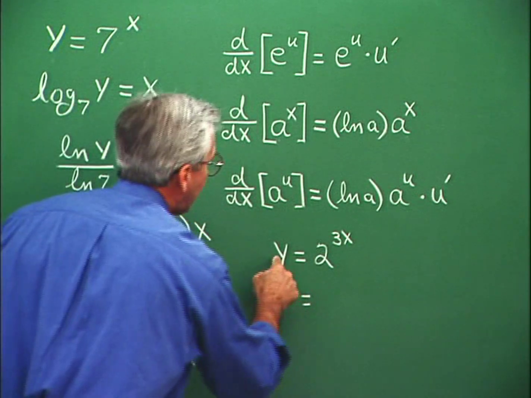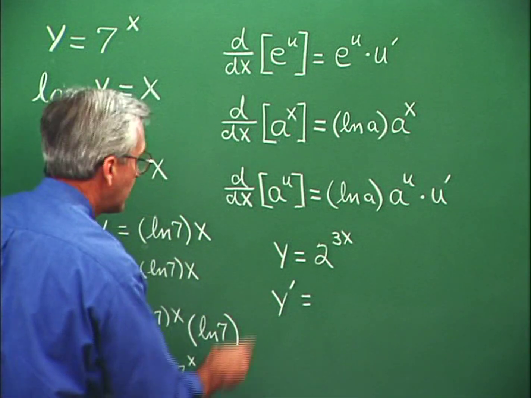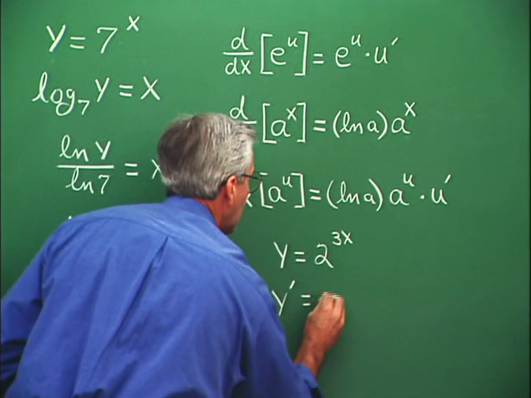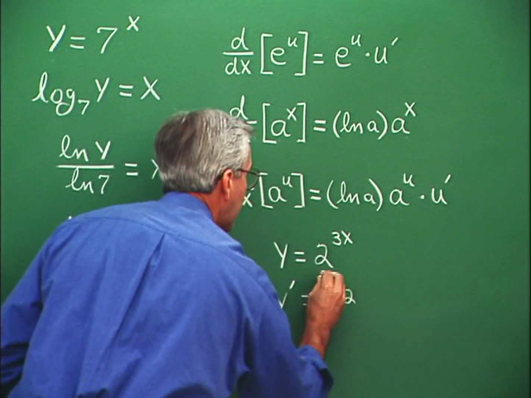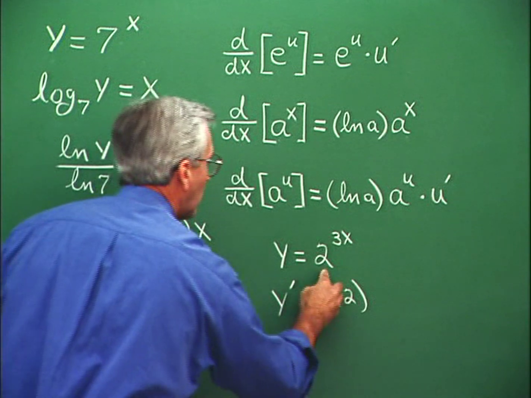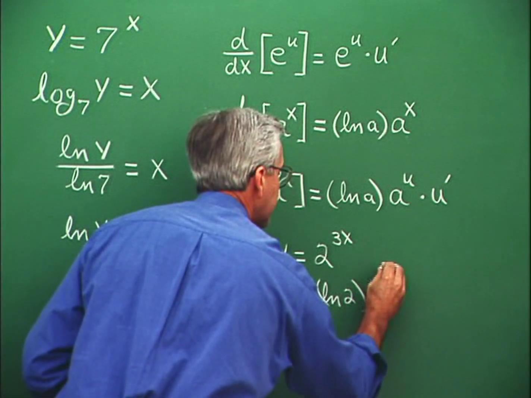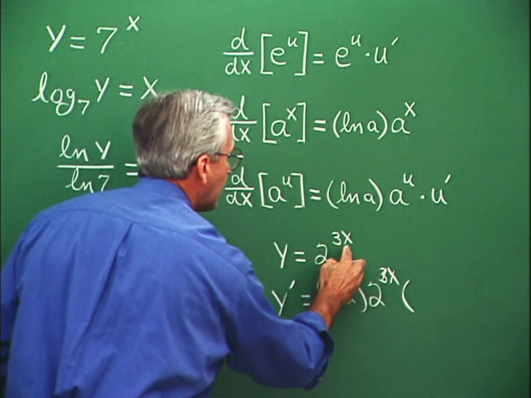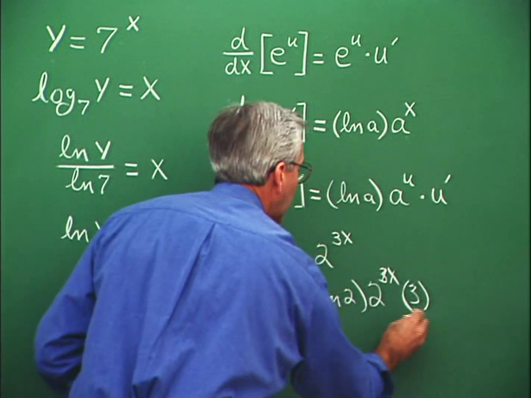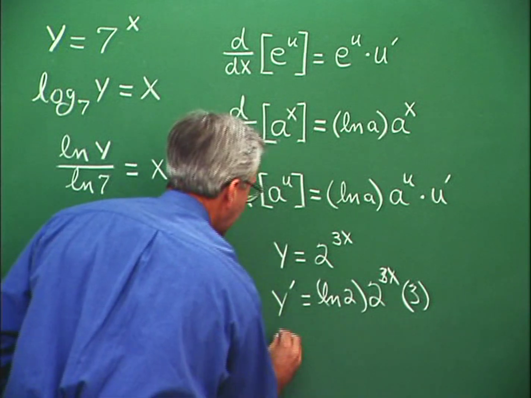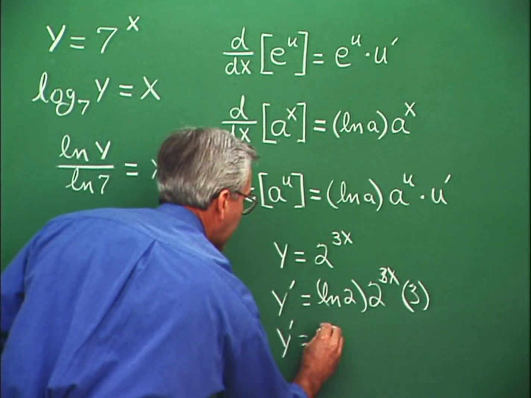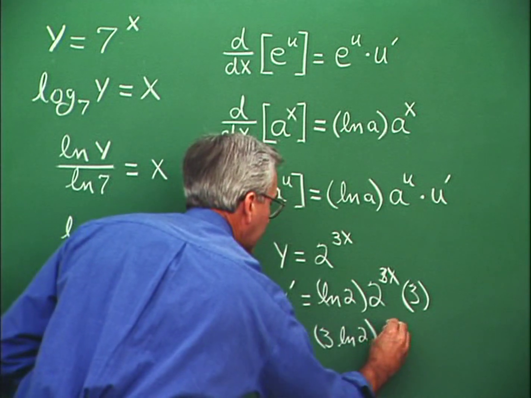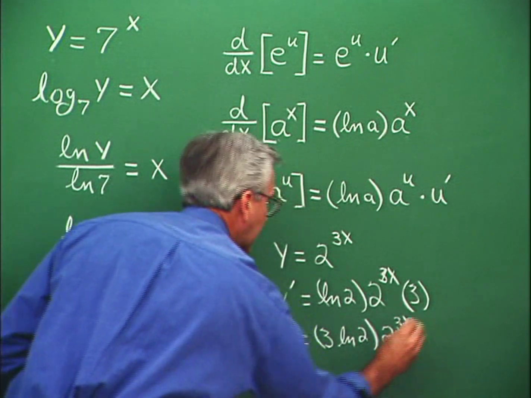But at any rate, if we have y equals 2 to the 3x, then y prime is, well, let's see, just follow the pattern here. We would have ln 2 times what we have here times the derivative of 3x, and then we would manipulate it a little bit and probably write this as, maybe, 3 ln 2 times 2 to the 3x power.